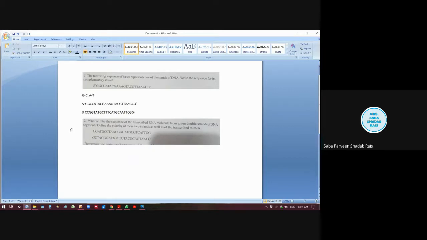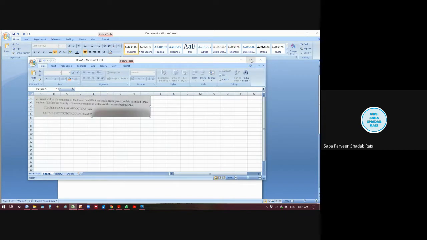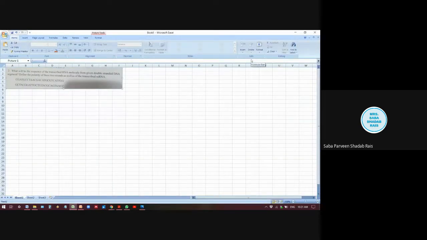So suppose this is 5 prime, so this is going to be the 3 prime. So we will just write down the antisense strand. Students, I feel that we should solve it in Excel, so it will come one by one. So better we will solve it in Excel only. Now what will be the sequence of the transcript? So here I will write 3 prime.